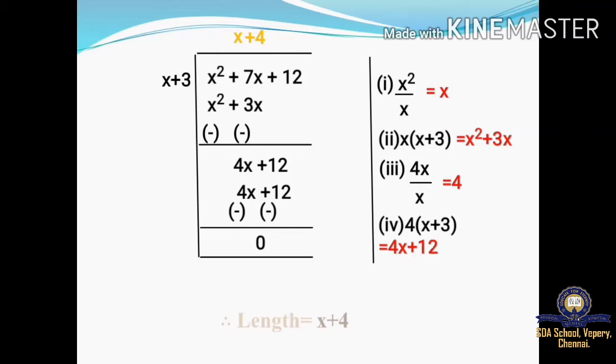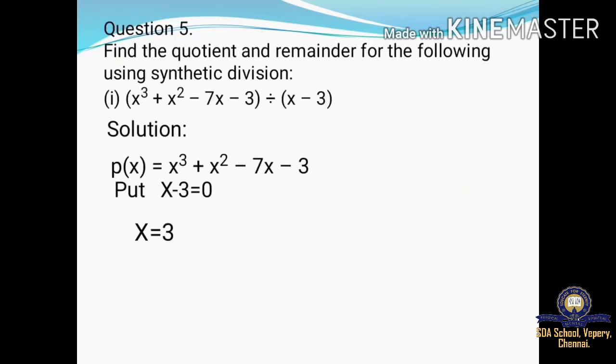So the quotient is the length. Got it, students? So we are done with long division. Okay, next, moving on to the next sum. Find the quotient and remainder for the following using synthetic division.